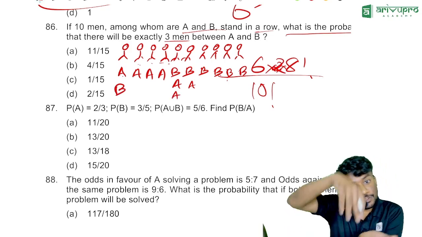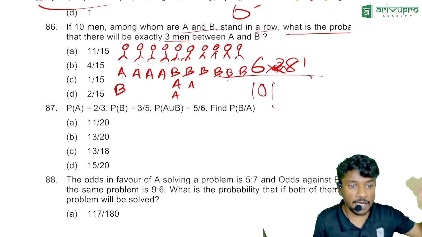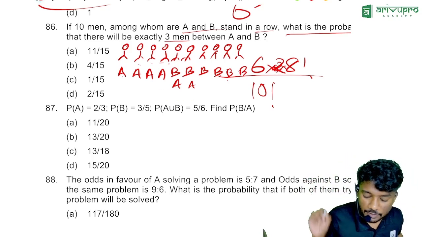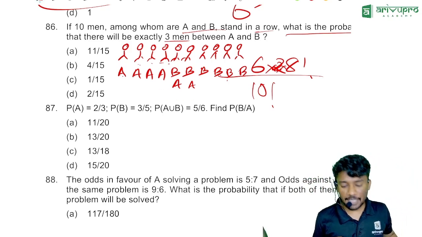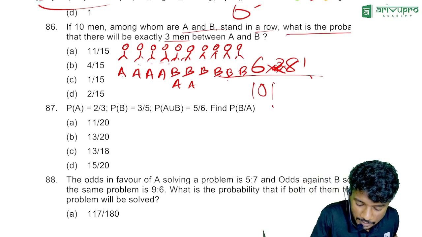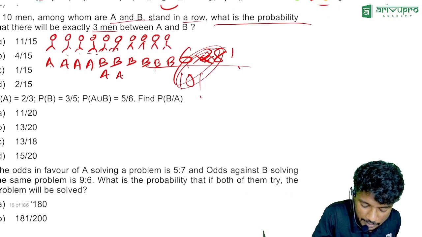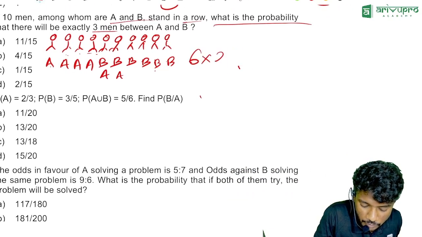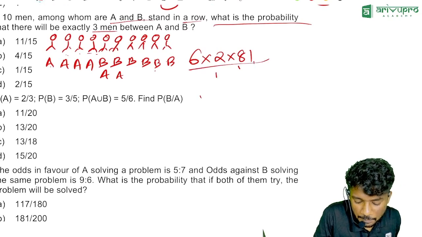Got the point? We should take the ulta also. Two times it should happen, one way and the other way. Okay? Yes. Answer is what? So that is 6 into, I'll rewrite it, 6 into 2 into 8 factorial divided by 10 factorial.